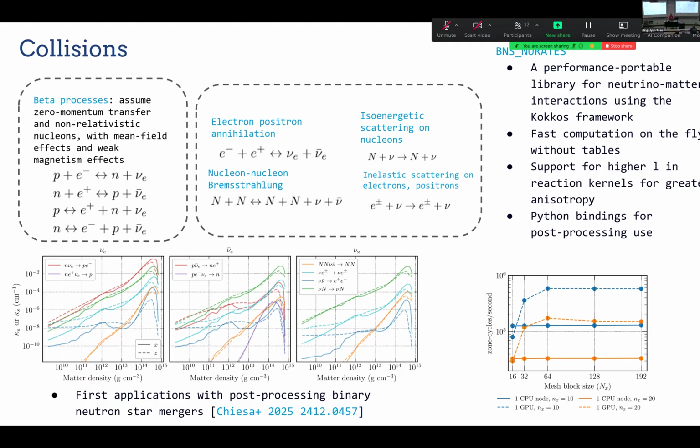So for instance, 64 just means you have 64 cubed points, and so on. And we see that if you have a sufficient number of points, the GPU variant of the library outperforms the CPU variant by almost an order of magnitude. And these numbers are good enough for us to use this in production without having tables.